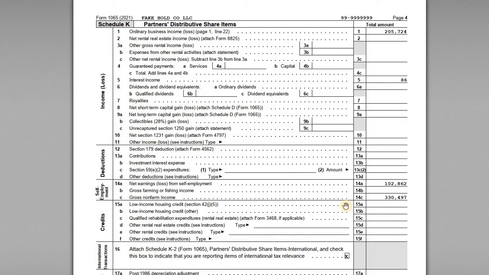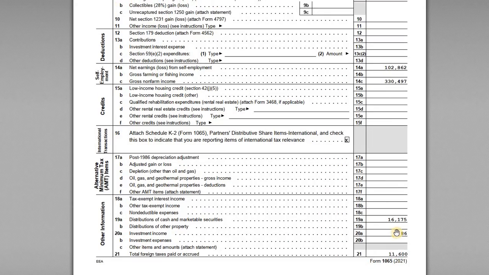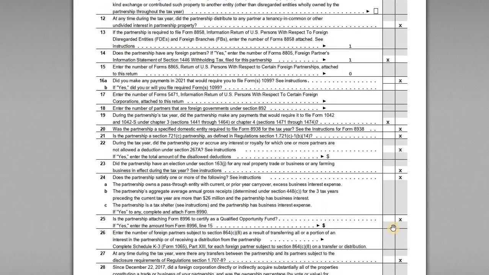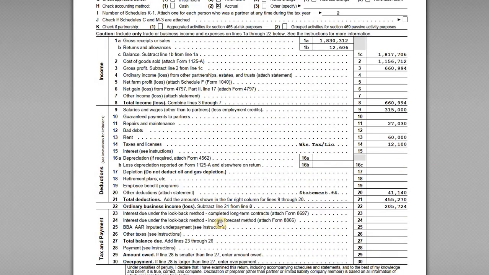If we look at the Schedule K for the partnership's share of items, there's the $86 in interest income. Note here that we're just reporting the total amount of interest. There's no indication as to whether this is U.S. or foreign. That's where the K-2 and K-3s come in. Okay, now towards the bottom here, we can see total foreign taxes paid in the other information section. There's the $11,600. So that's where those numbers live, and that's why you don't see them on page 1 of the 1065, because those are not included in the ordinary business income or loss computation.